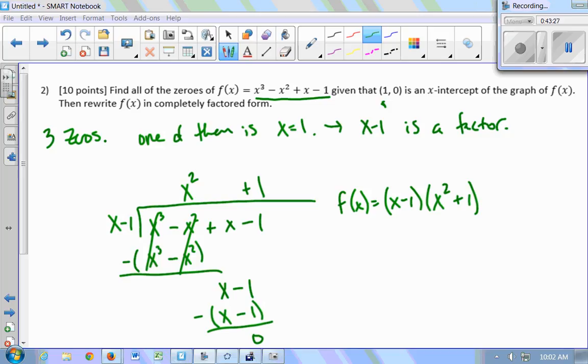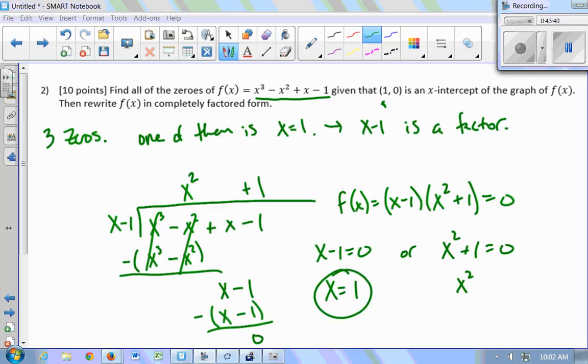So then you could set each factor equal to 0, because we're looking for zeros, right? So if I set this whole thing equal to 0, I know x minus 1 is 0, or x squared plus 1 is 0. x equals 1, already knew that. Or x squared equals negative 1. To finish solving that, you square root both sides. And then we get x is, what's the square root of negative 1? i. Yeah, so plus or minus i are your other two zeros.